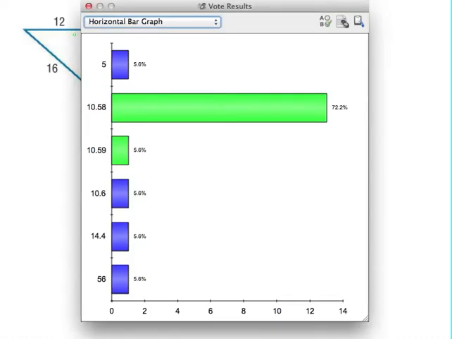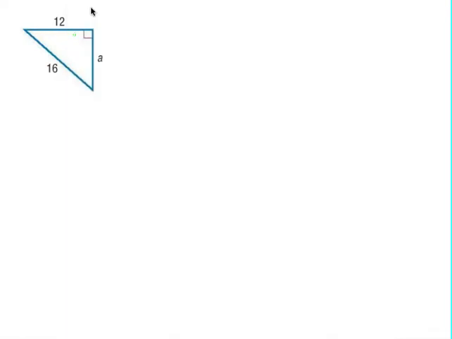All right, so our answer here is 10.58, which was much better than the first time we did that, so obviously we must be getting things a little better. 10.6 would also be acceptable. In this one, what you should have had is a squared plus 12 squared equals 16 squared. Okay, we're having trouble with the pen here. So let's see if we can write that down. A squared plus 12 squared equals 16 squared.